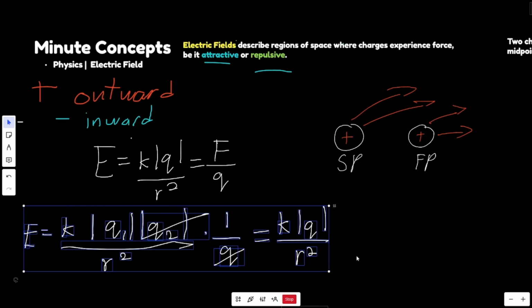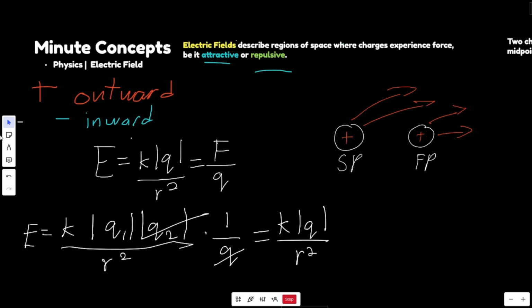And this makes sense. Why? Because we're trying to see the area of space where charges can experience force. Now, force is distributed based on the charges, right? So the charges themselves experience force, and we want to see exactly how it experiences the force, how to describe the area, right? So the unit is newtons per coulomb.